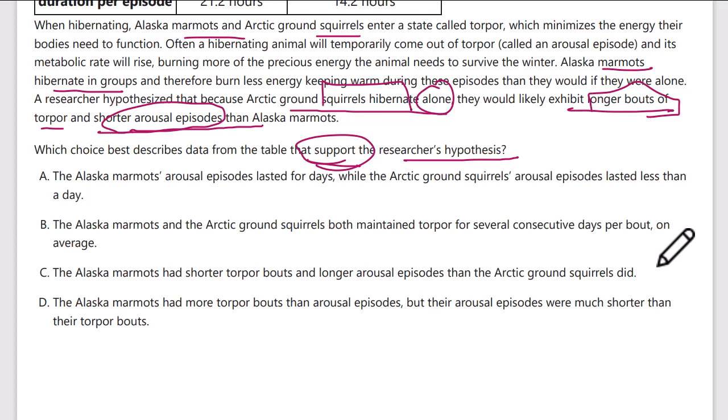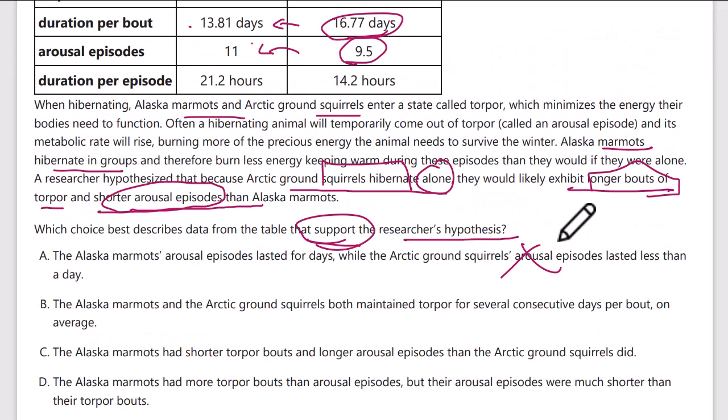The Alaska marmot's arousal episodes lasted 4 days, while the Arctic ground squirrel's arousal episodes lasted less than a day. No, that's not telling us any detail from the table. There's no information from the table. The Alaska marmots and the Arctic ground squirrels both maintained torpor for several consecutive days per bout on average. Yeah, but that doesn't say the comparison.